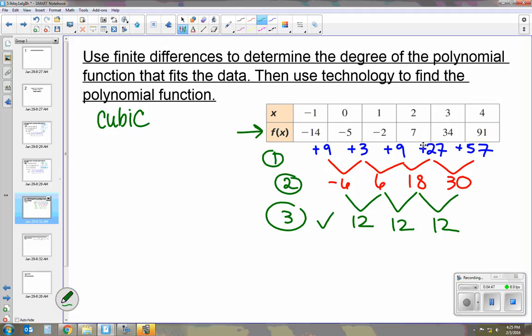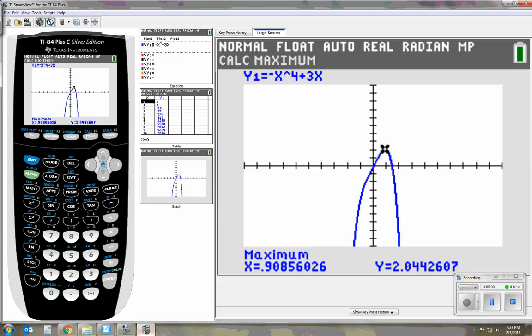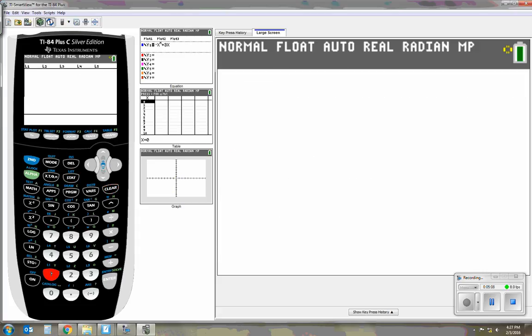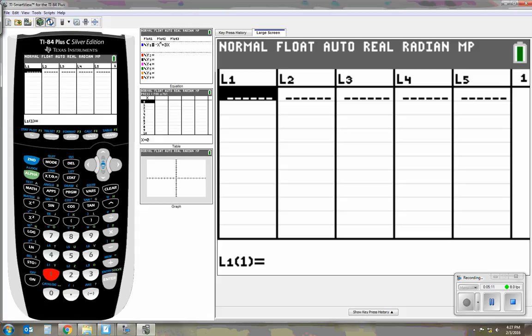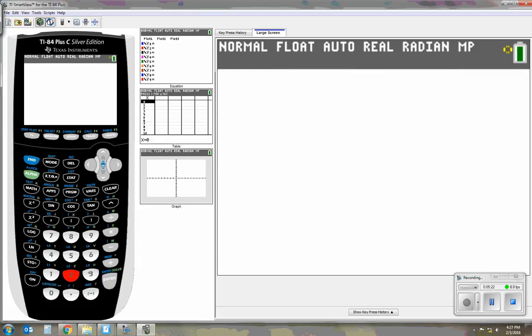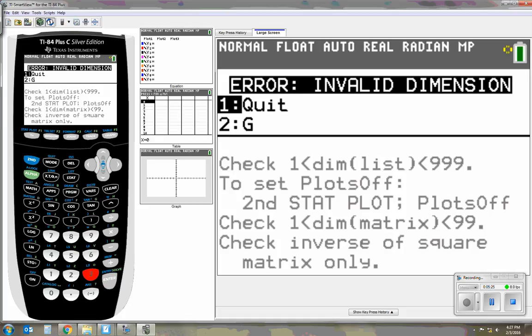Now that we know it is a cubic, we're going to put this information into our calculator. So I'm going to pull up my calculator, and I'm going to clear this out. I'm going to go to Stat 1, which is Edit, and make sure your lists are clear. And we're going to put our information into this list. So we're going to put in -1, 0, 1, 2, 3.